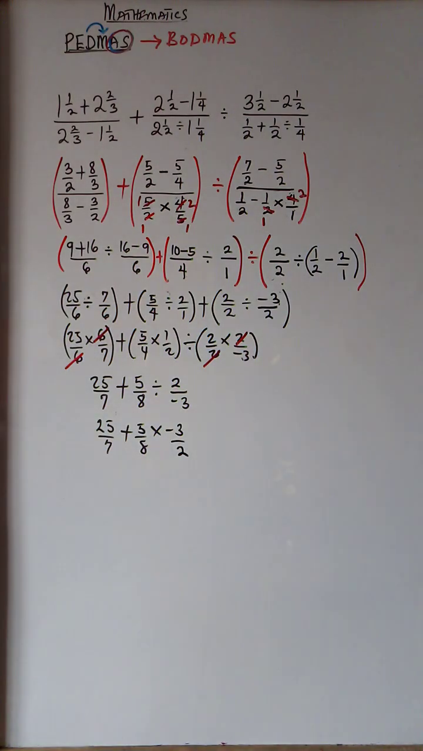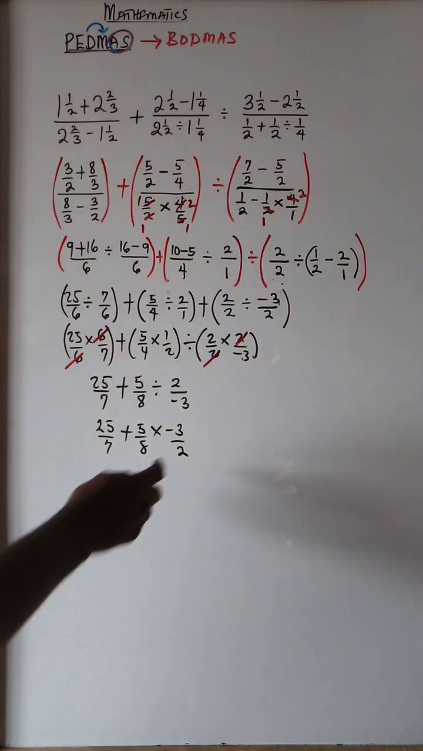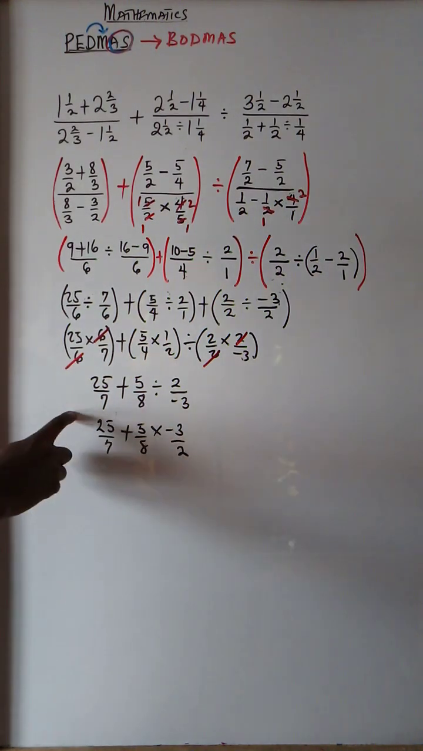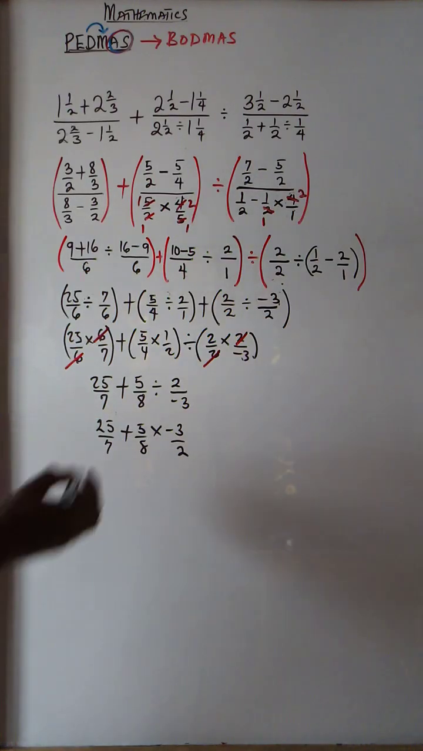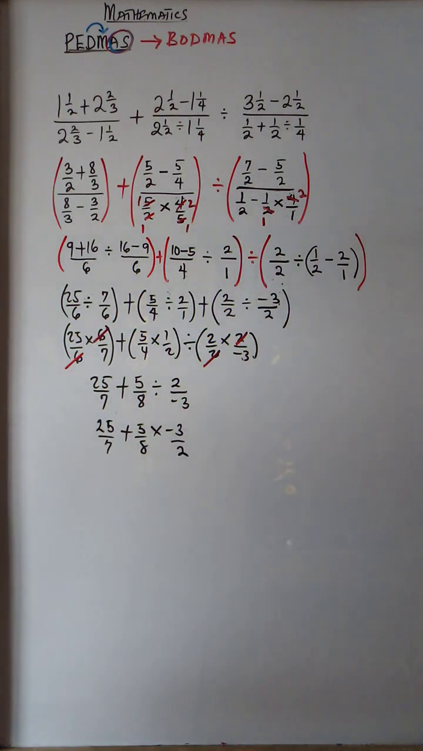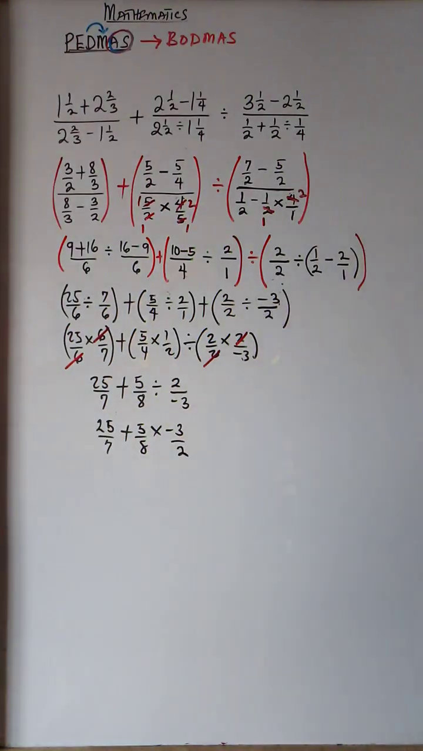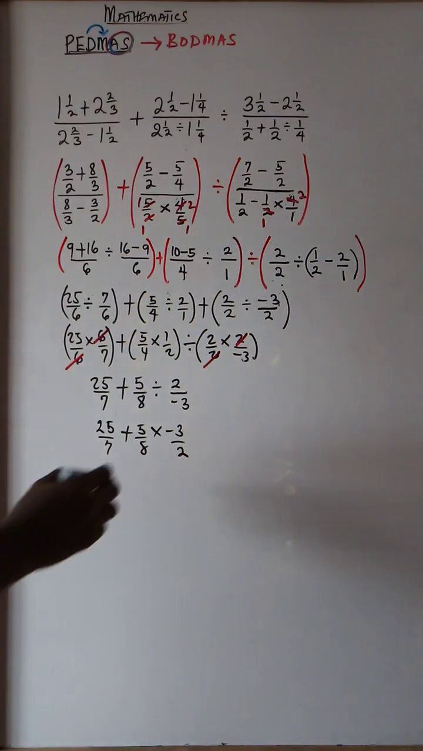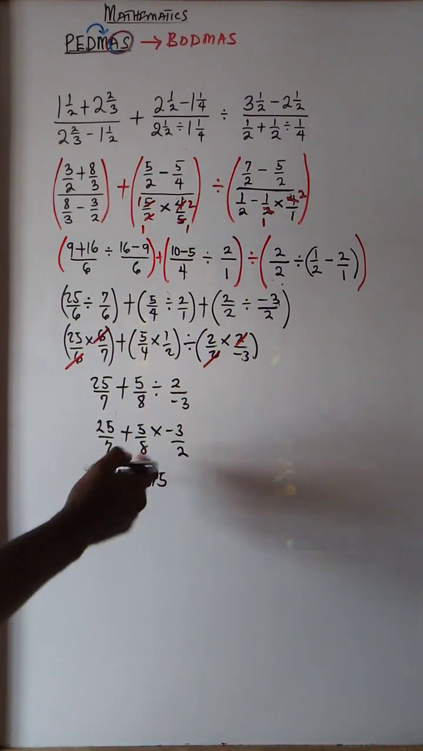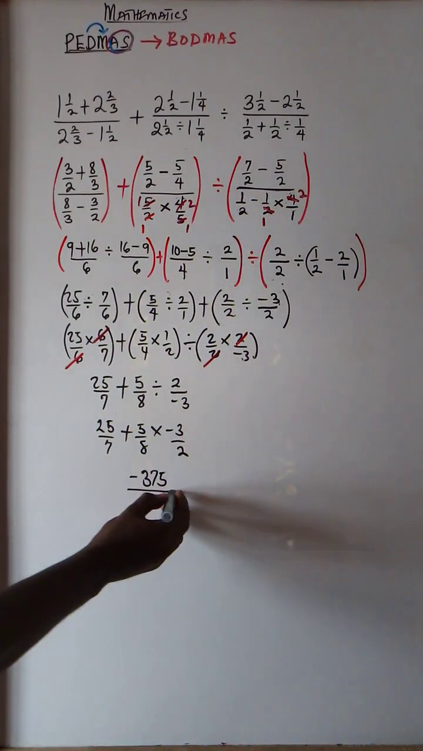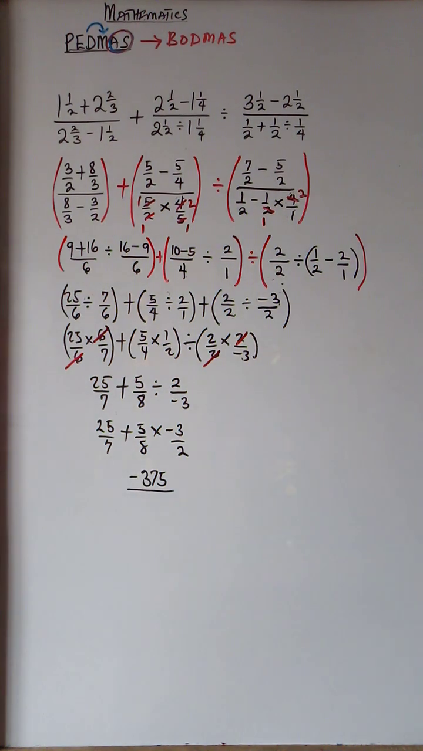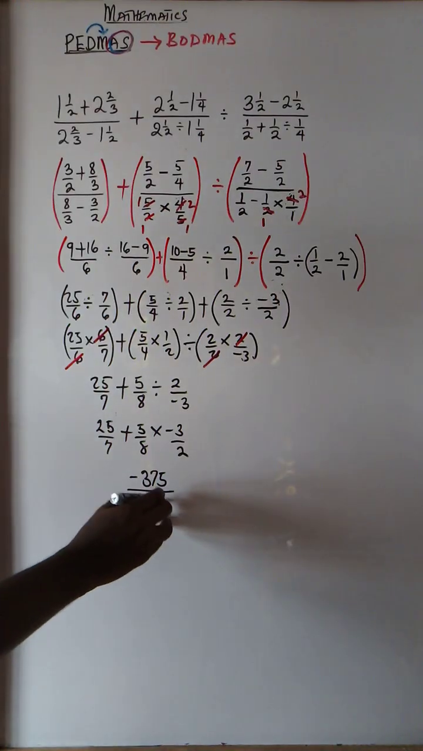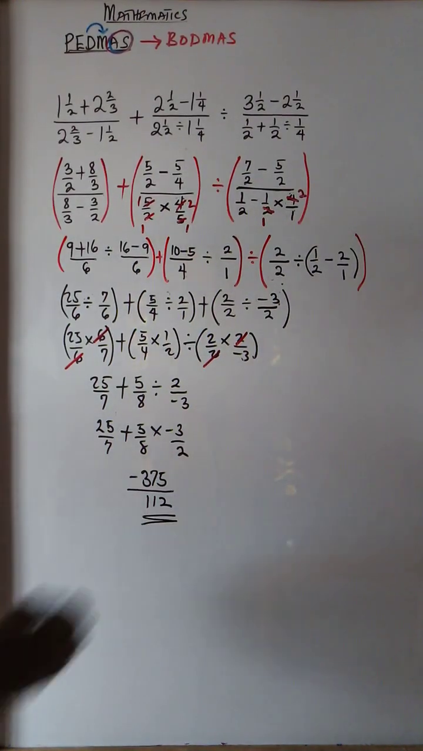So from here, do we have anything that can cancel? 2 cannot divide 3, cannot divide 5, cannot divide 25. 8 and this, nothing common. Same goes for 7. So since there's nothing common, we just multiply directly. 25 times 5 is 125. 125 times 3 will give us 375. But we have minus here, we'll put it here. Then 2 times 8, 16. 16 times 7 will give us 112. As you can see, math is very interesting.